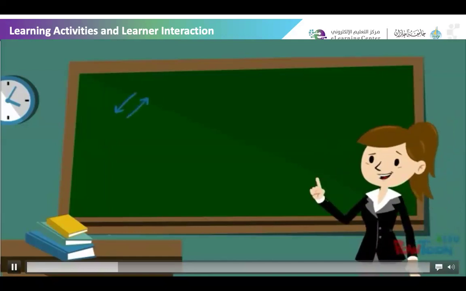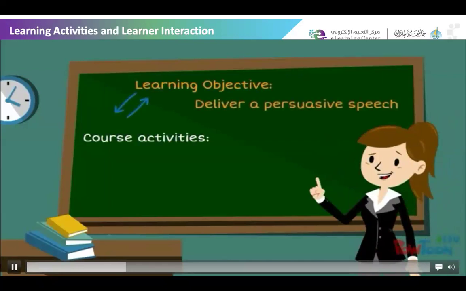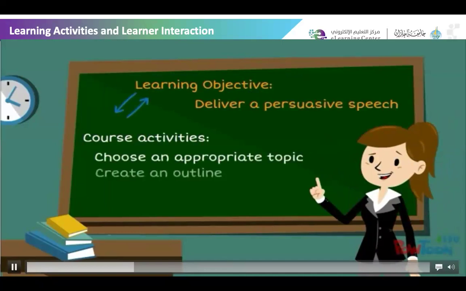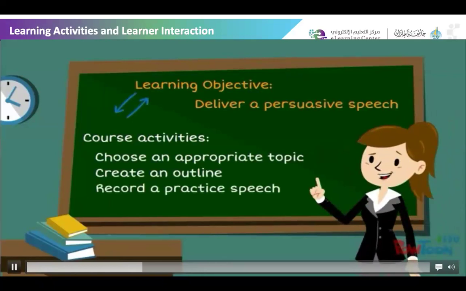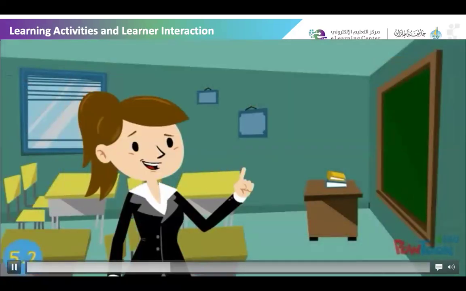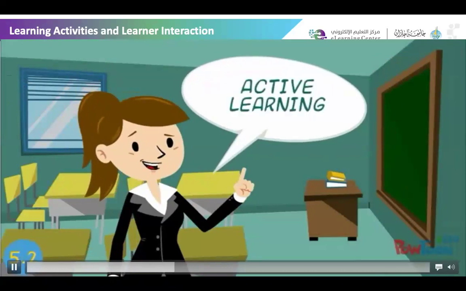An example of a proper alignment between objectives and activities is when the objective is that the learners deliver a persuasive speech, and the course activities prepare them for the speech by requiring them to choose an appropriate topic, create an outline of what to include in the speech, and record a practice speech. If the objective is to deliver the same speech by the end of the course or module, but the activities do not include chances to practice that skill, then alignment does not exist between the objectives and the course activities. In short, course activities should provide opportunities to practice or build up a skill that must be learned by the end of the course. 5.2 states that the learning activities provide opportunities for interaction that support active learning.